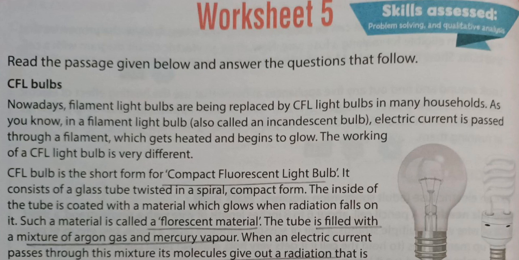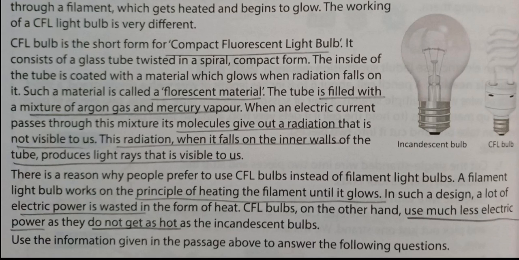Now we are going to turn to page 212 and study the worksheet. You have to remember the CFL bulb is the short form of compact fluorescent light bulb, and it contains a coating of a material which glows when radiation falls on it. Such a substance is called fluorescent material. Inside the CFL bulb, there is a mixture of argon gas and mercury vapor, and when the electric current passes through it, gaseous molecules give out invisible radiations which fall on the fluorescent material on the inner walls of the tube and produce light visible to us.